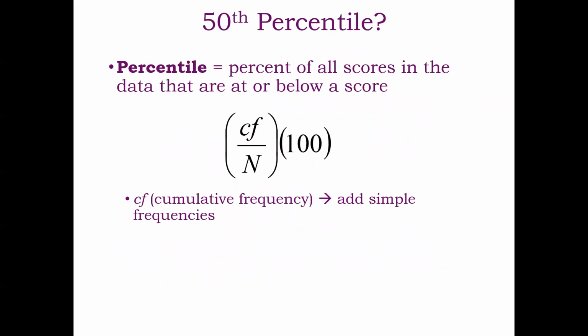So 50th percentile. Percentile is just the percent of all scores in the data that are at or below a score. We saw that last week, and we showed how SPSS gives you what it calls cumulative percent, which is actually a percentile. To calculate the percentile, you just divide the cumulative frequency by n and multiply by 100. Remember that the 50th percentile, which has 50% below and above, is always the median.